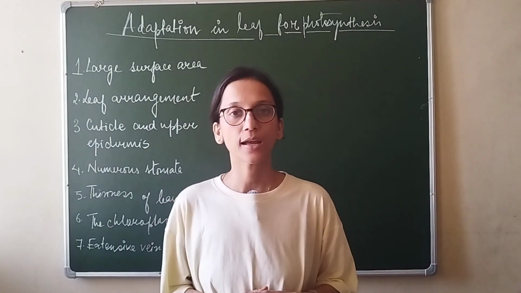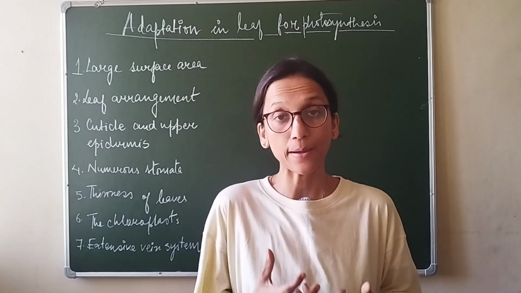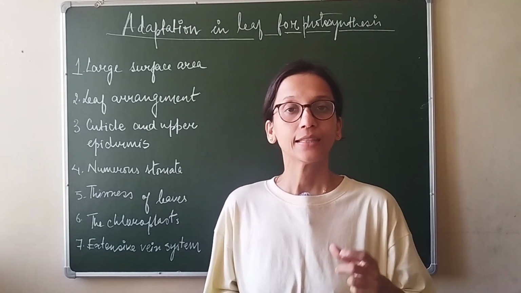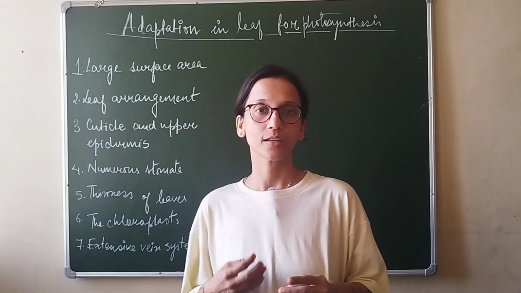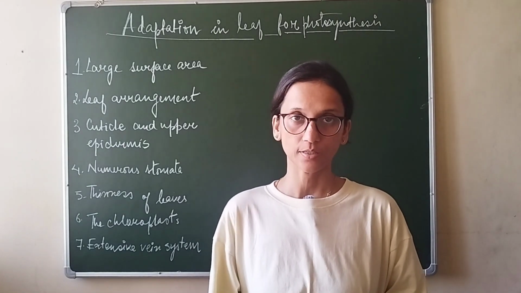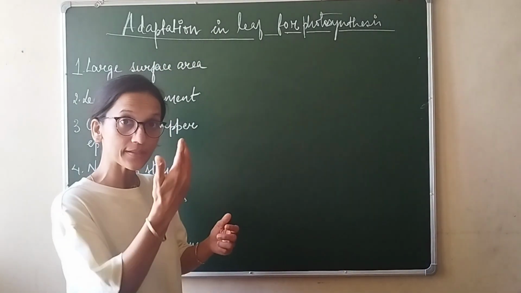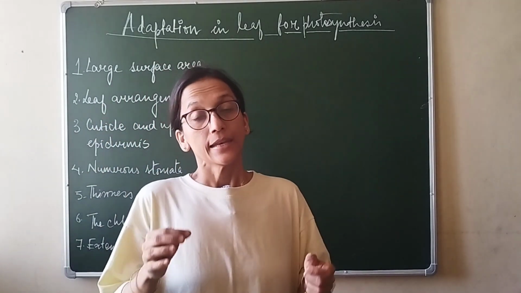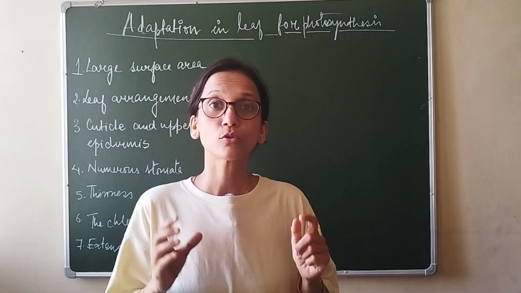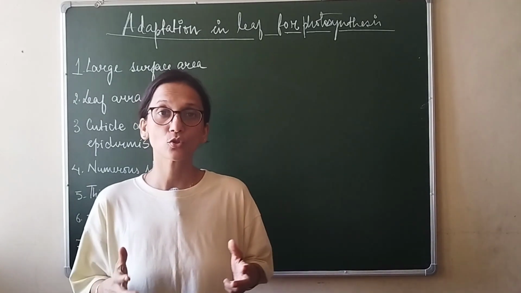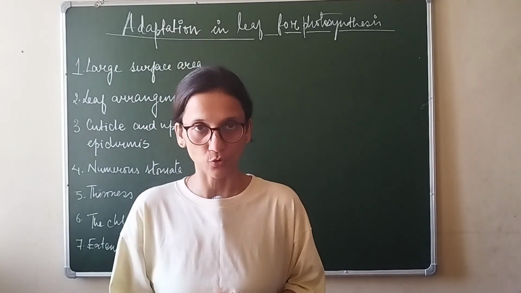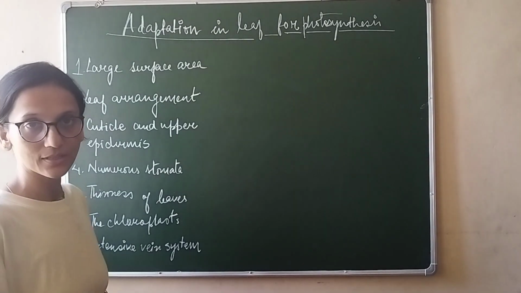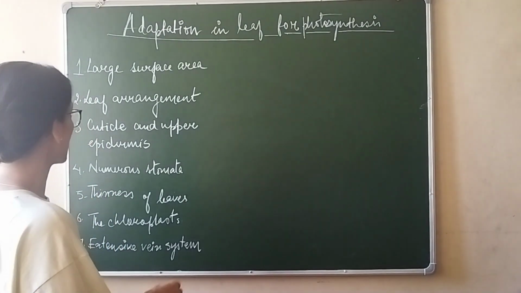In today's lecture I am mainly going to discuss the adaptations of leaf to perform the process of photosynthesis and the external and internal factors that determine the rate of photosynthesis. Now in a leaf there are several adaptations that are shown. A leaf of a plant shows several adaptations to increase the output of photosynthesis. Here are the main 7 adaptations shown by leaf which we have to study.